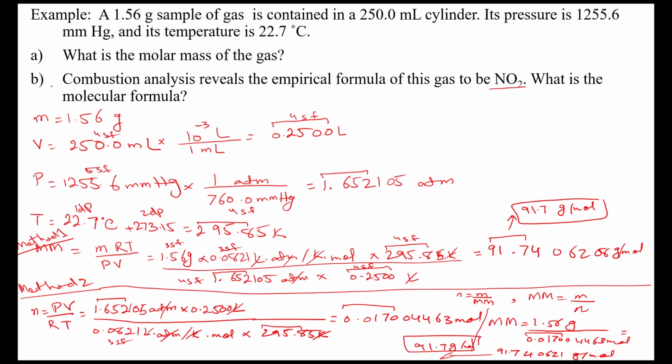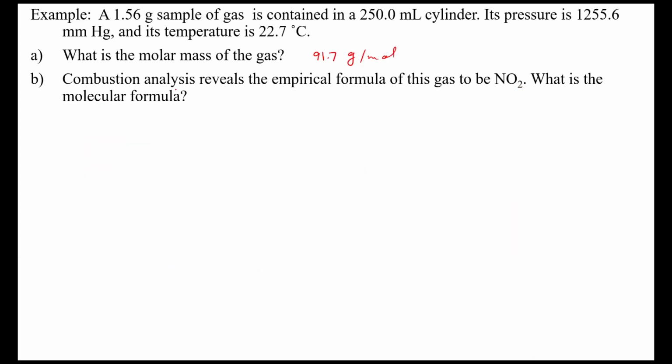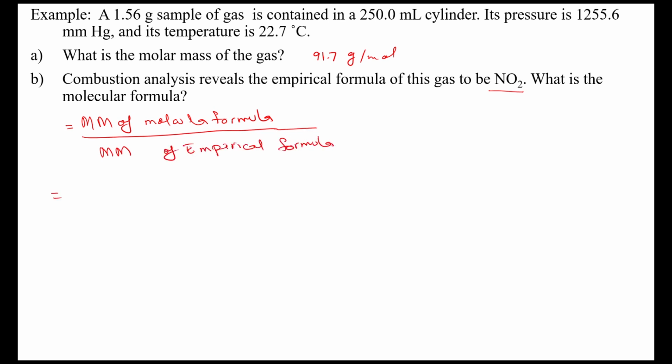We will do part B of this problem. Part B: combustion analysis reveals the empirical formula of this gas to be NO2, and what is the molecular formula? Remember that for this you have to divide the molar mass of the molecular formula by the molar mass of the empirical formula. If you want to learn this in detail, make sure you watch the video on empirical formula. You will see how we came up with this formula.